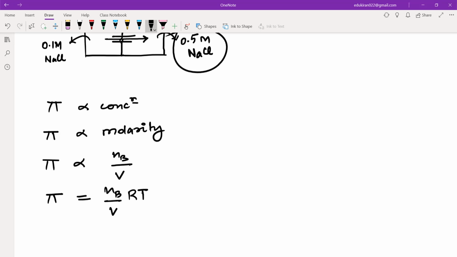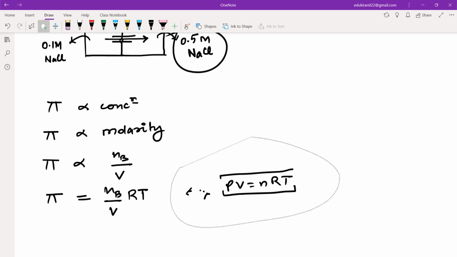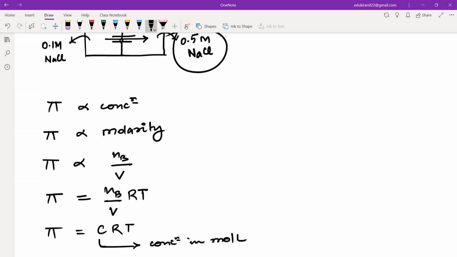Now, if you see this, it is very similar to the equation of ideal gas, that is PV is equal to nRT. Here also you can see pi, the osmotic pressure, into volume will be equal to nRT. So you can directly remember this as PV is equal to nRT, where P is the osmotic pressure, or you can remember it as pi is equal to CRT, where C is the concentration in molarity, in moles per liter. Clear, सबको? Yes or no?